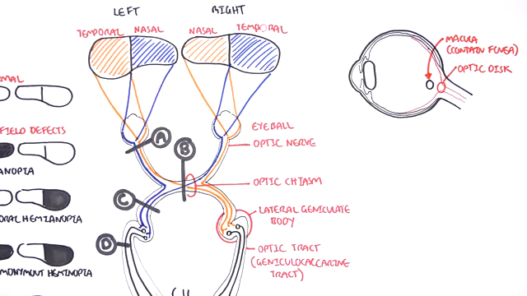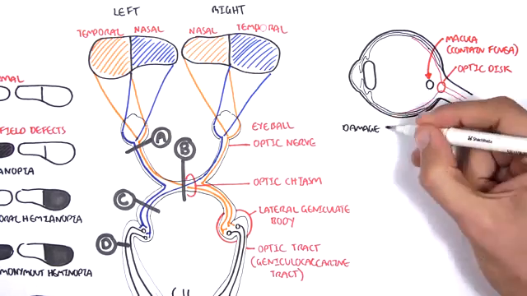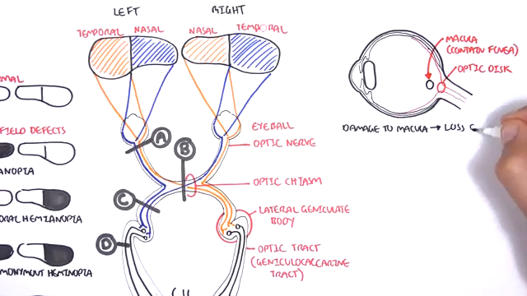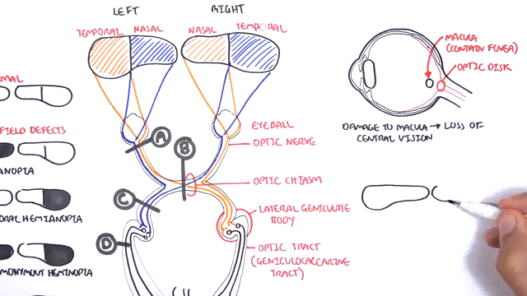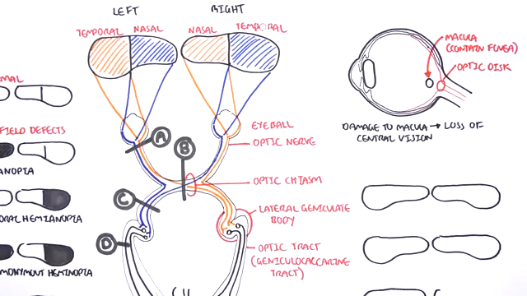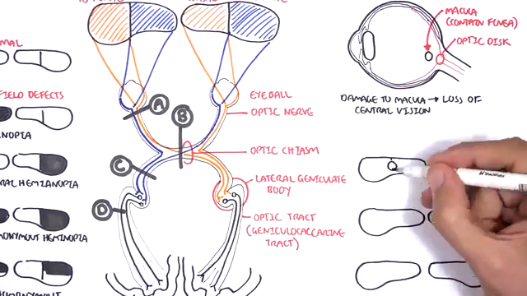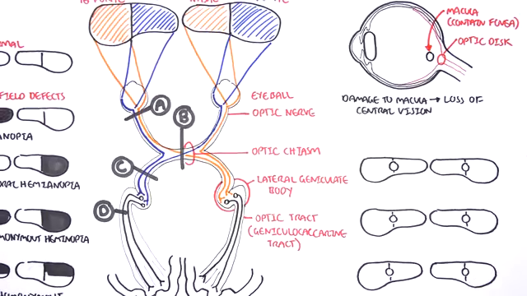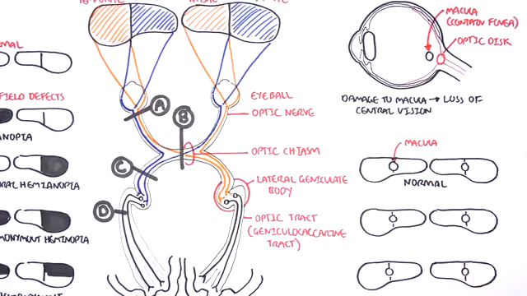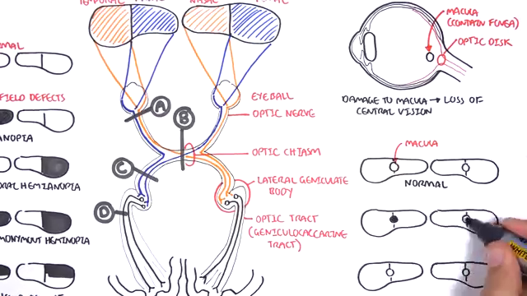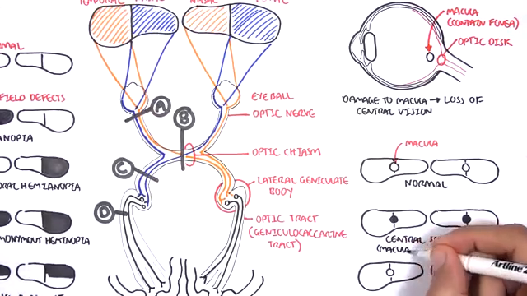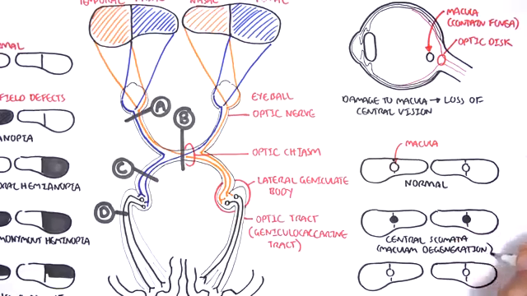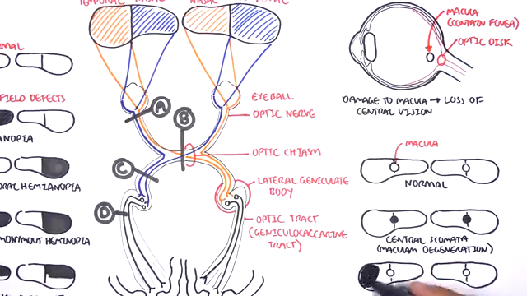So when we damage the macula, we get loss of central vision. We get loss of that high quality vision. So drawing out normal to abnormal, here is normal, and this central visual field is the macula. In a condition known as central scotoma or macular degeneration, you get loss of this central vision because of the damaged macula.